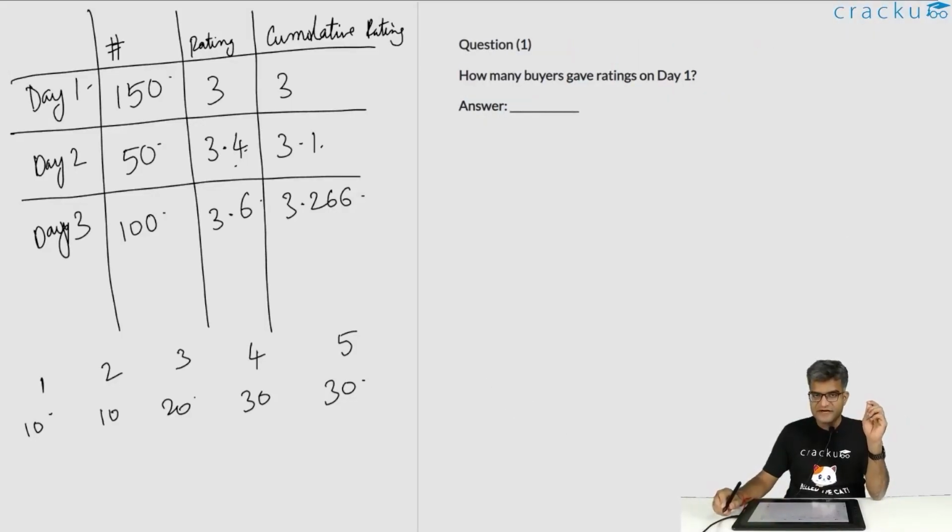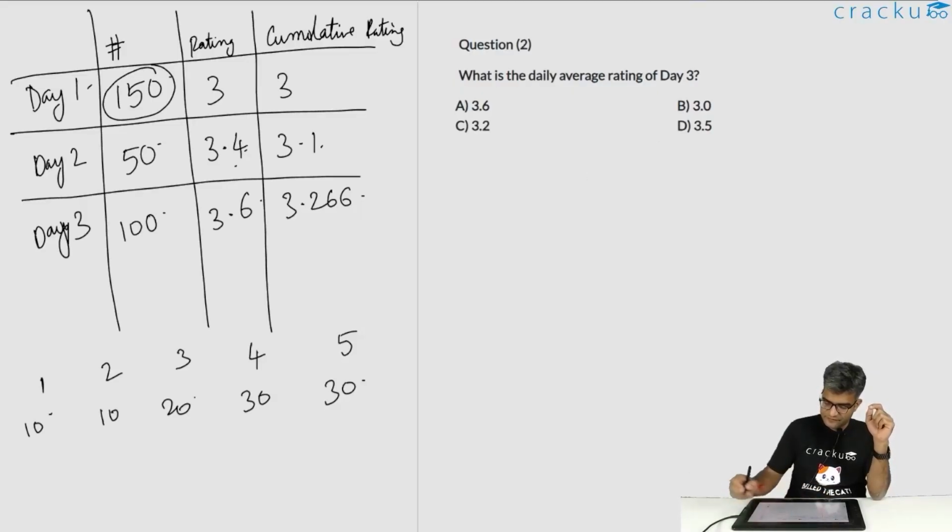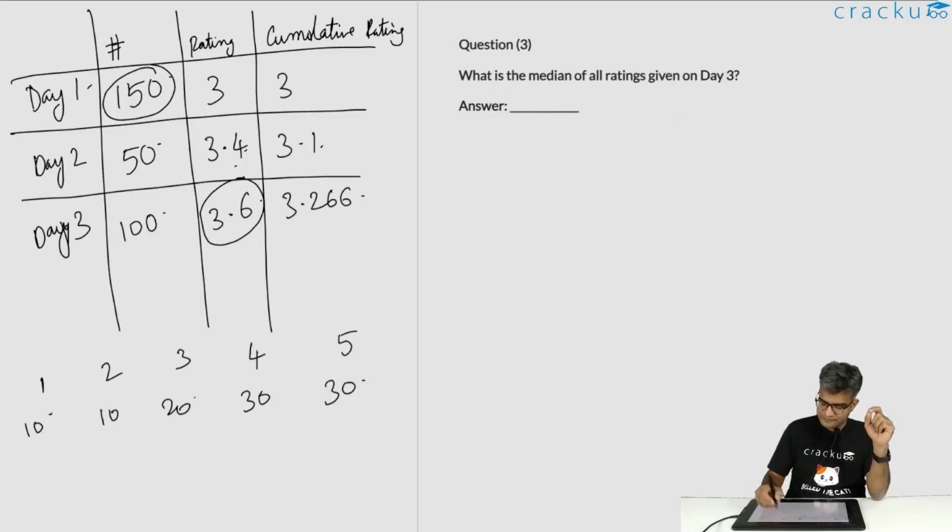How many buyers gave rating on day 1? The number of people who gave rating on day 1 is 150. What is the daily average rating of day 3? The daily average rating of day 3 is 3.6. What is the median of all the ratings given on day 3?